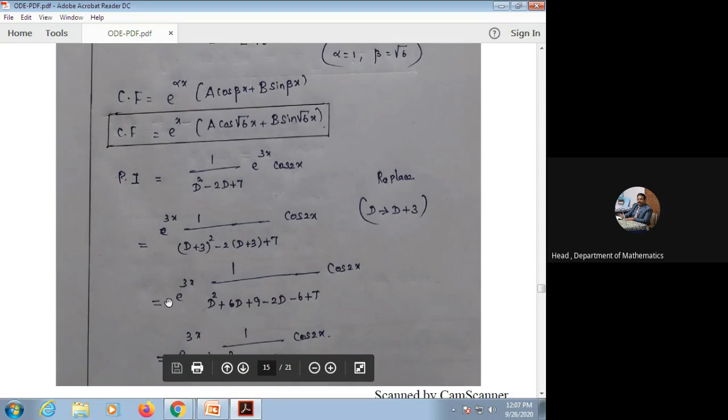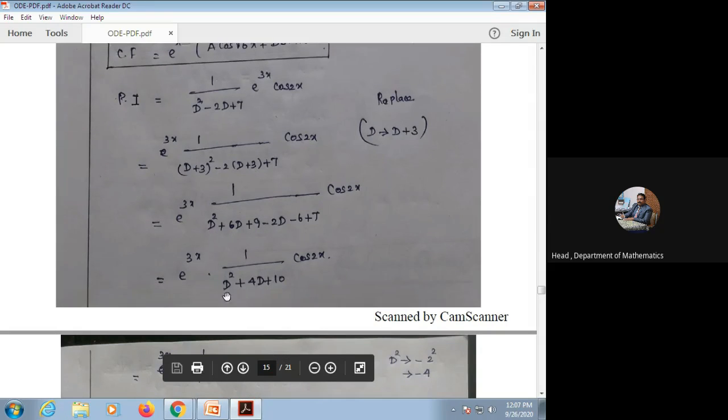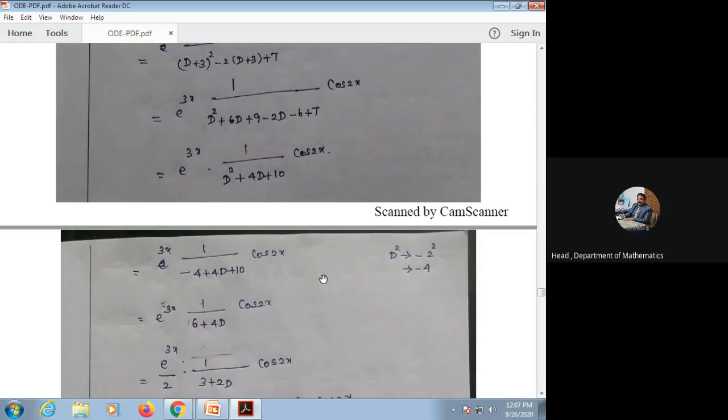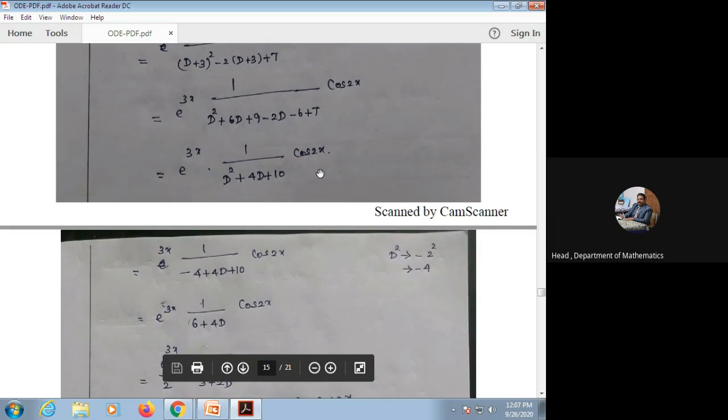Then simplifying this term, we get e power 3x into 1 divided by d squared plus 6d plus 9 minus 2d minus 6 plus 7 into cos 2x. Simplifying this, we get d squared plus 4d, since 6d minus 2d is 4d, and 9 minus 6 plus 7 gives 10, into cos 2x. Hereafter, you have to use the second type, because it is 1 by d squared plus 4d plus 10 into cos ax form. So for cos ax, you have to replace d squared by minus the square value, minus 2 squared, that is minus 4. So putting d squared as minus 4 here, we get e power 3x into 1 by minus 4 plus 4d plus 10 into cos 2x.